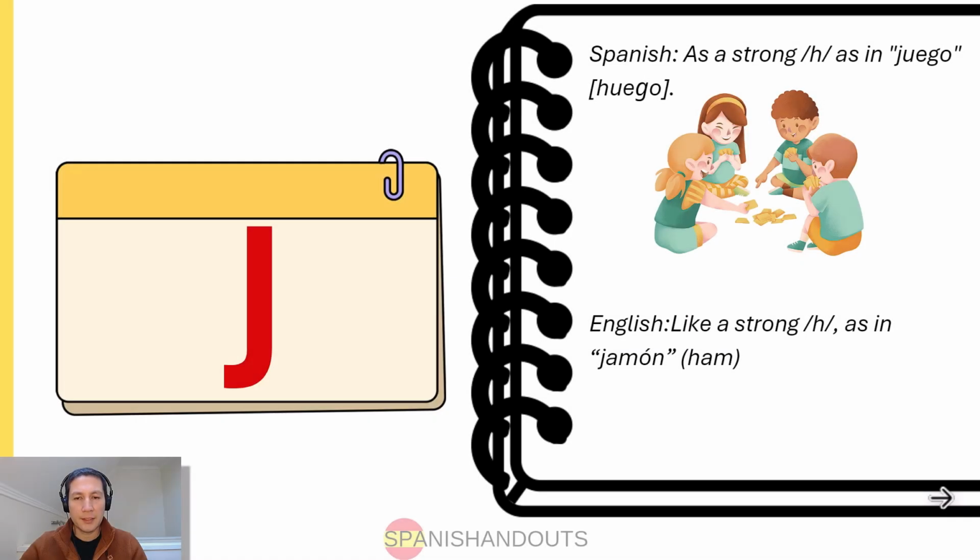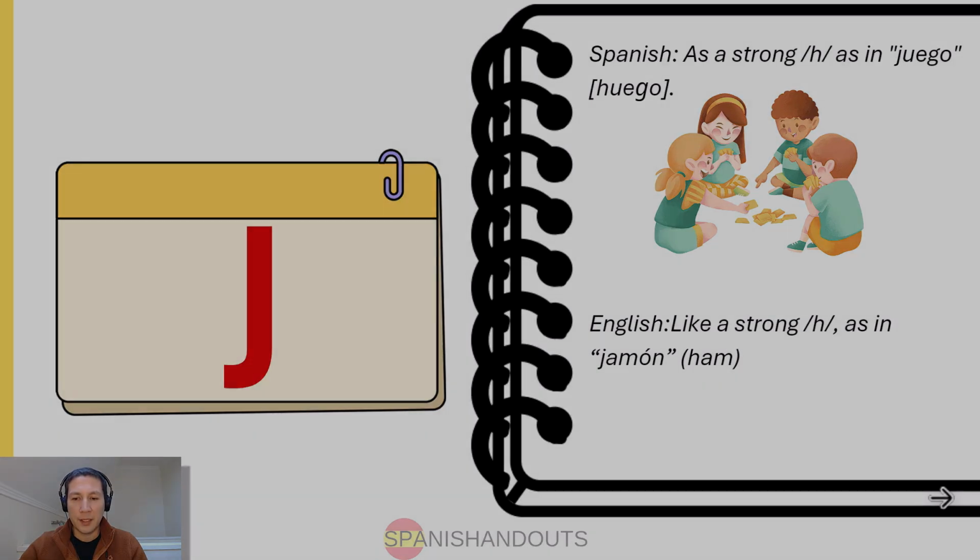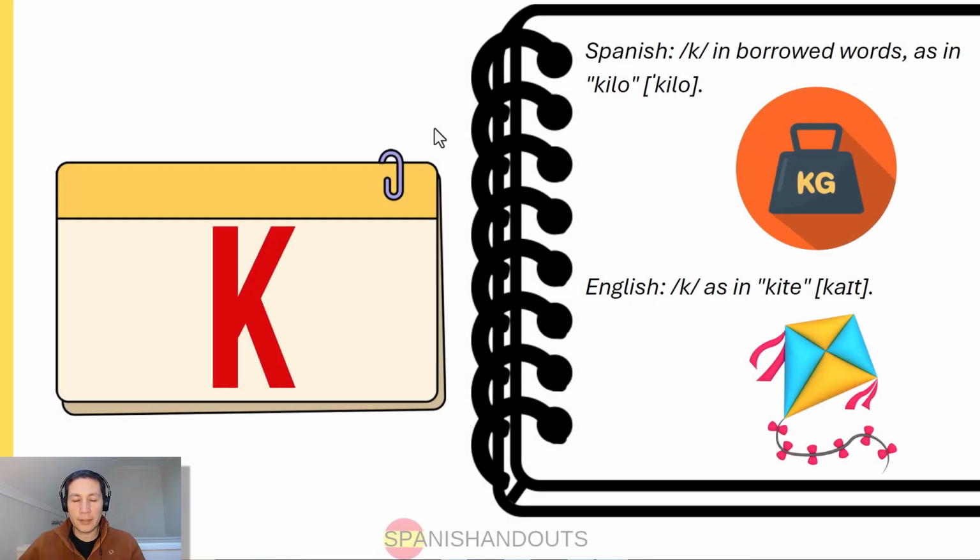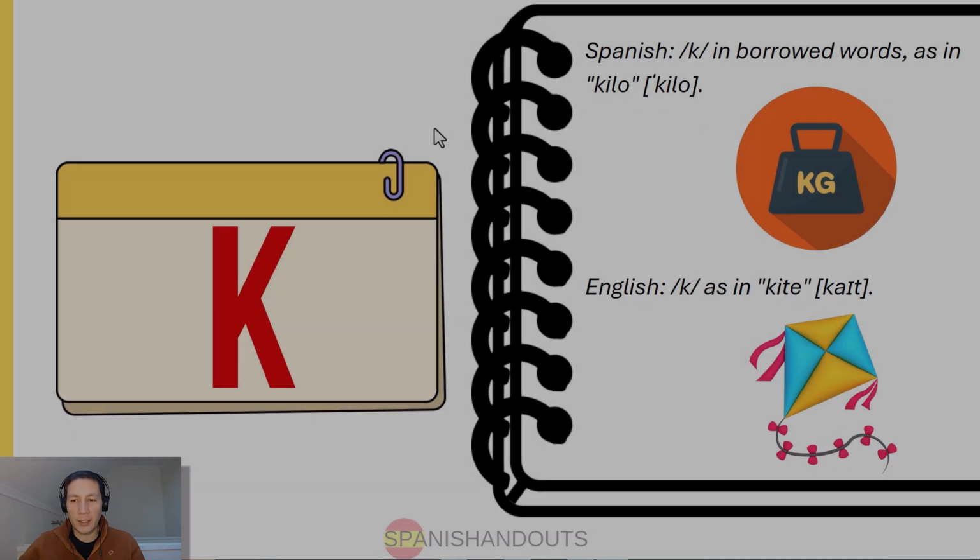Then we have the letter J. In Spanish, it's a strong H, as in juego. In English, it is like a strong H, as in ham. Then we have the letter K, and in Spanish, we have this sound, K, like in kilo. And in English, we have the K sound, as in kite.